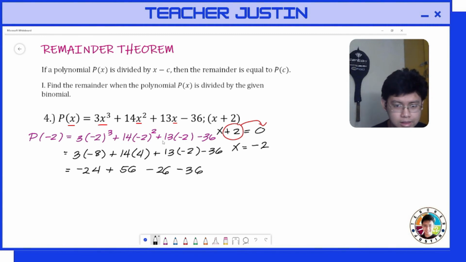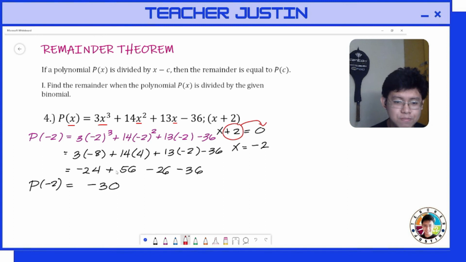Okay. Then, let's proceed to combining like terms from left to right. So, negative 24 plus 56 minus 26 minus 36. And when we simplify this, this will be equal to negative 30. So, our p of negative 2 is equal to negative 30.